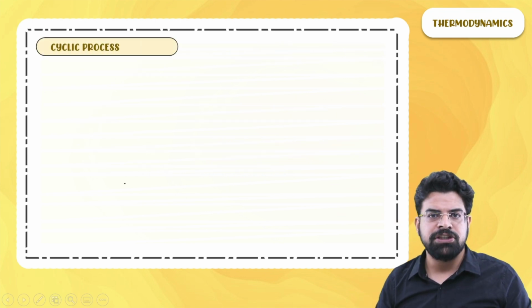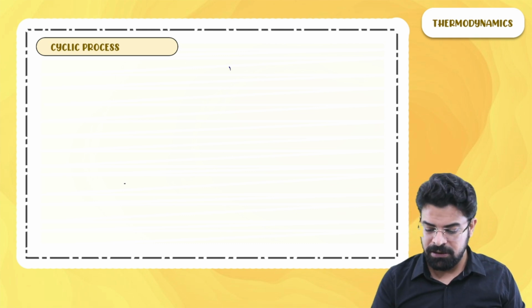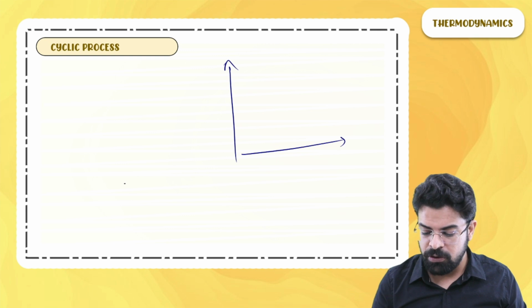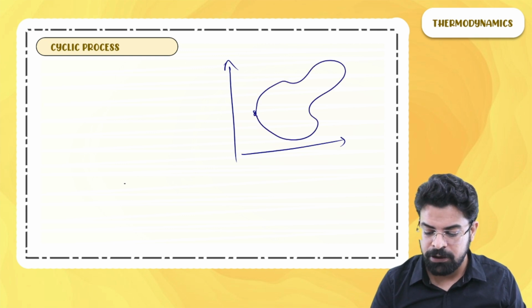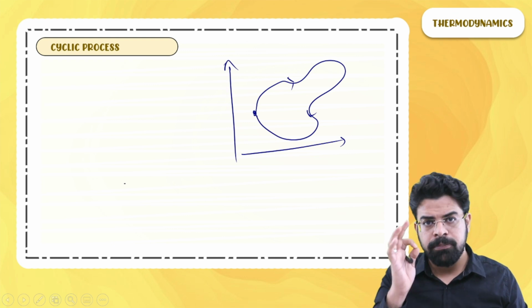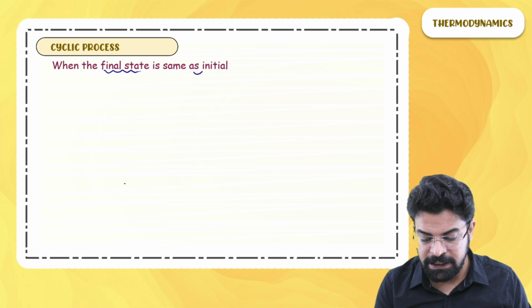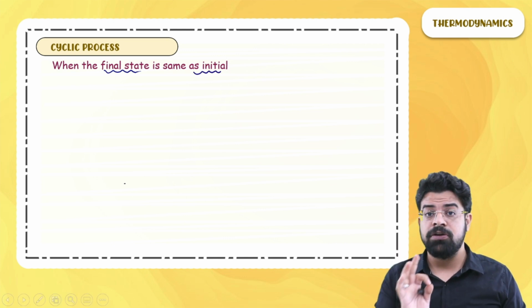So now let's talk about cyclic processes. What are cyclic processes? The type of processes in which on completion of one cycle you are back to the same place. Such processes form a closed loop on the PV curve. So a cyclic process is when the final state is the same as the initial state on completion of one cycle.